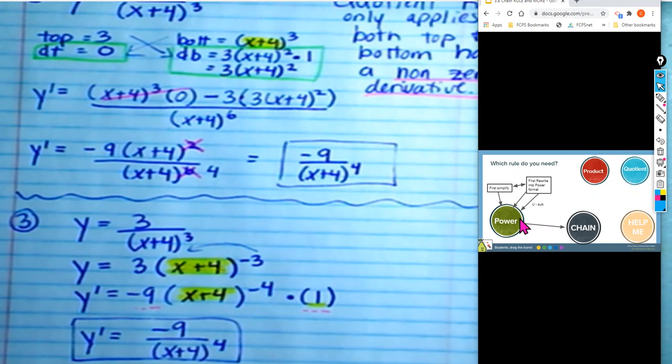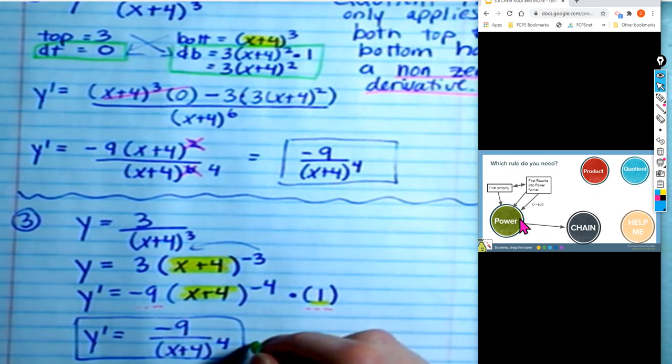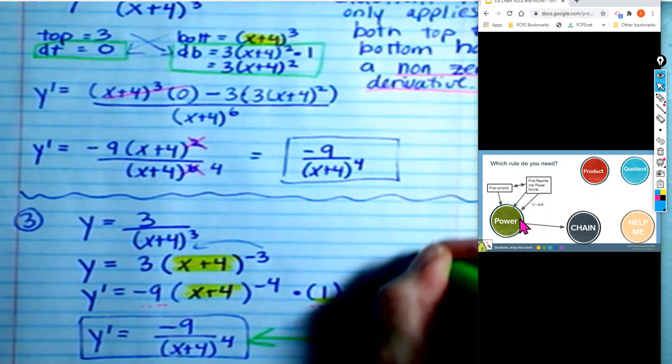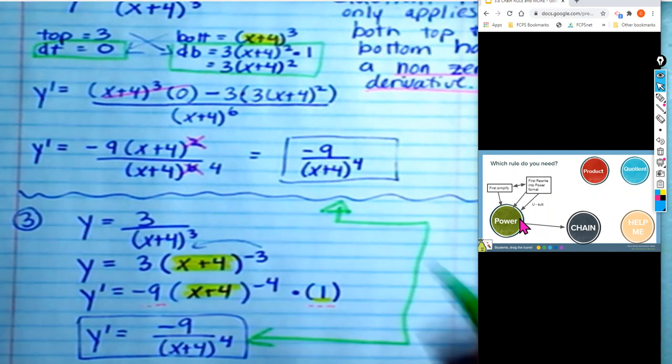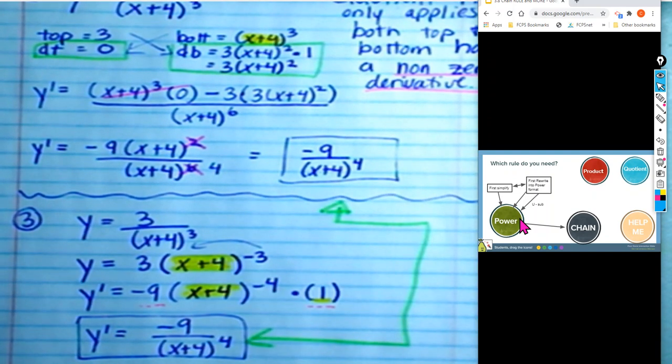Oh, can you do the quotient rule? Sure. Should you try looking for the chain rule? Yes. Okay, let's do another one of these, but this time I'm only going to do it the chain rule way.